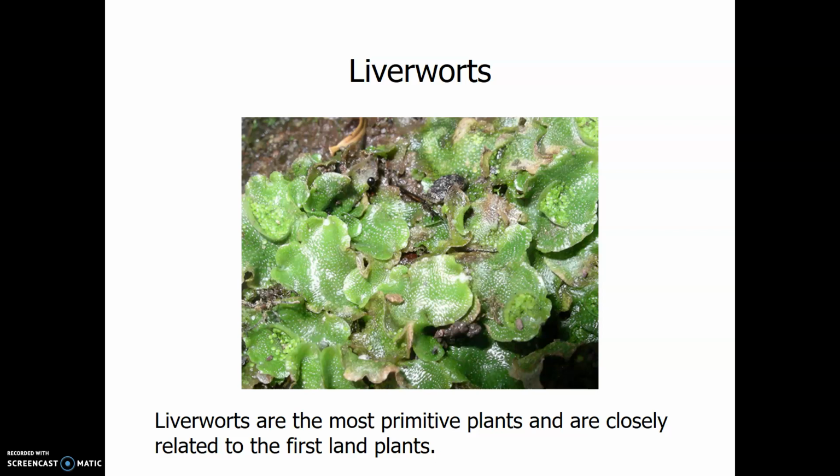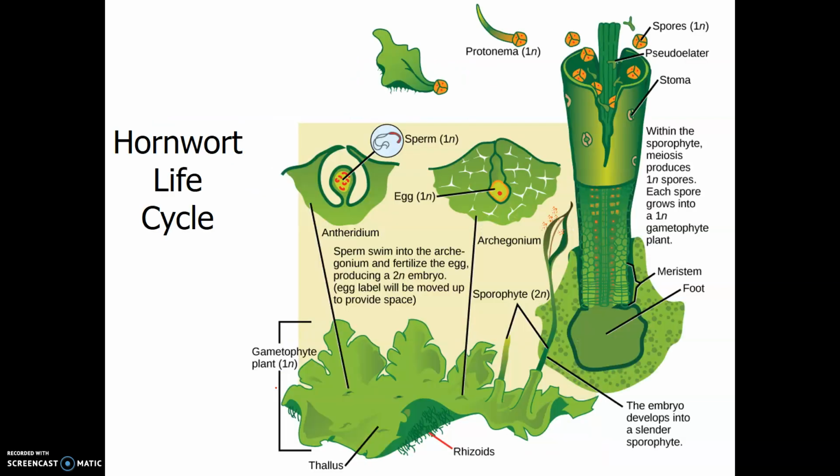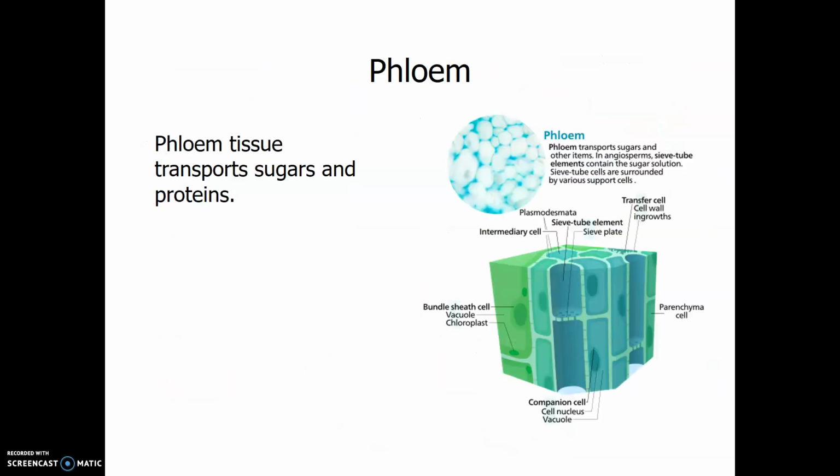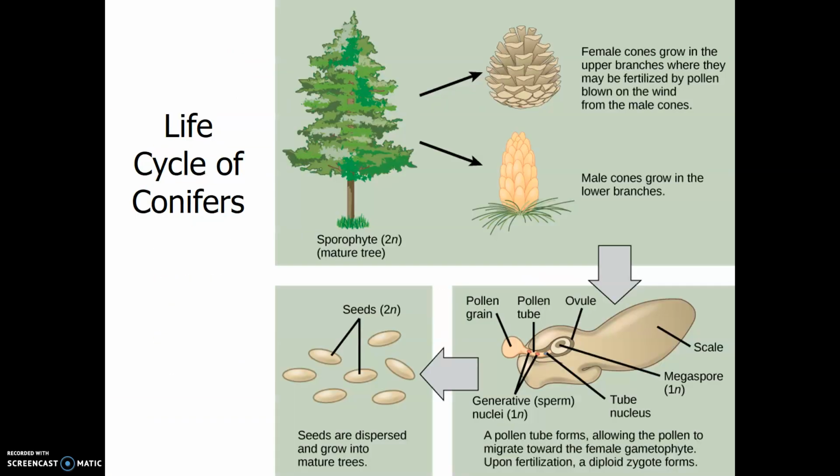And this is what the gametophyte of the liverwort looks like if you were to see it in the woods. Hornworts look like this, and this is the sporophyte of the hornwort. The hornwort actually has a little cup-shaped leaf. And then we talked about mosses, and we got into the life cycle of the conifers.